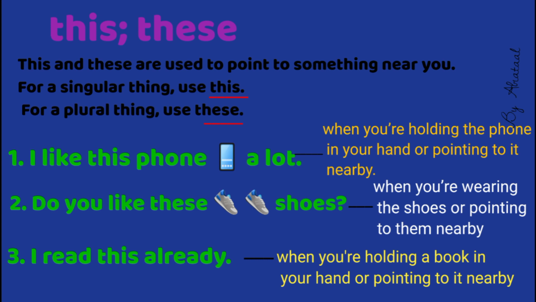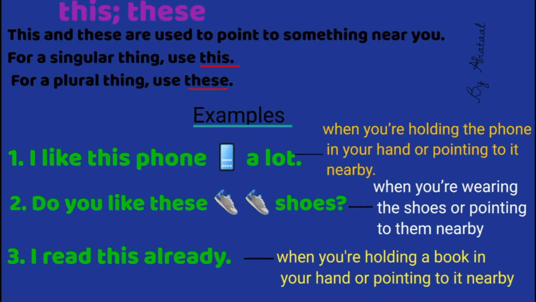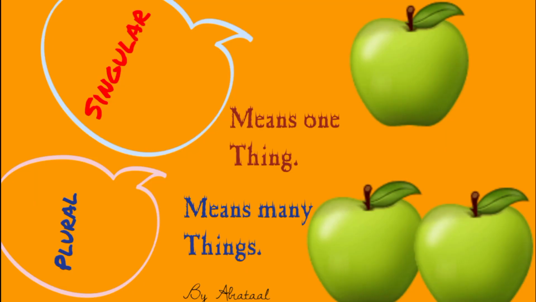This and these are used to point to something near you. For a singular thing, use this. And for a plural thing, use these. Do not forget to remember that singular means one thing. Single, one. Plural, many things.